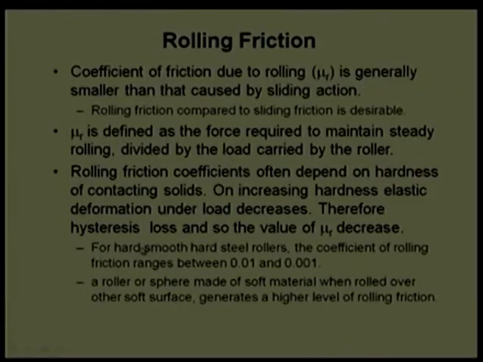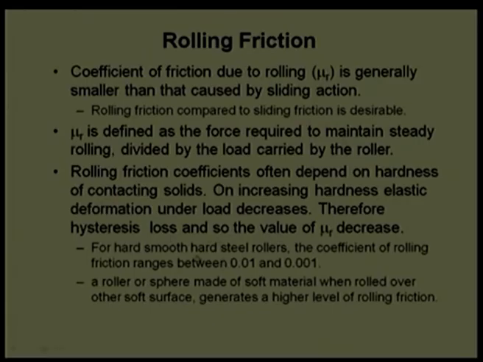We say that if we start with a hard steel roller or hard steel ball, and it rolls on a flat surface or on a convex or concave surface, the coefficient of friction may be in the range of 0.01 to 0.001. We are using the word smooth here, that means surface roughness is not accounted. If the surface roughness accounts, then there will surely be some sliding on that, it will not be perfect rolling.